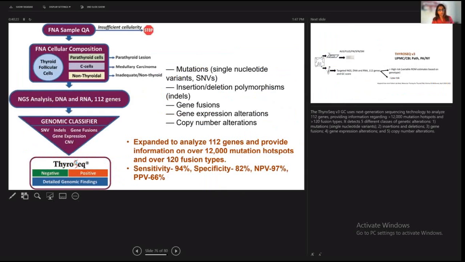So ThyroSeq is the latest player, and it's been very promising, and it's been largely used here. In our center at Montefiore, we use ThyroSeq as well. So ThyroSeq is one of those expanded NGS panels that analyzes over 112 genes, provides information on over 12,000 mutation hotspots and over 120 fusion types. It's probably got the best sensitivity so far, but the literature is limited. Sensitivity is close to 94%. The specificity is probably far higher at 82%. Negative predictive value is also higher at 97% and slightly higher positive predictive value at 66%.